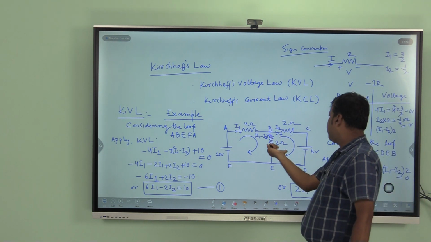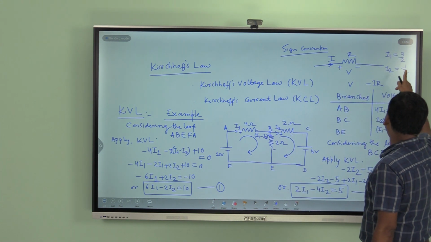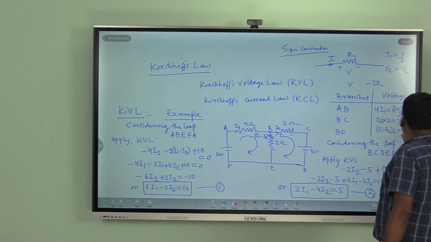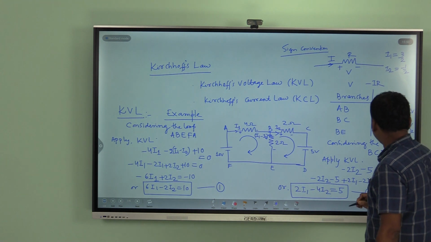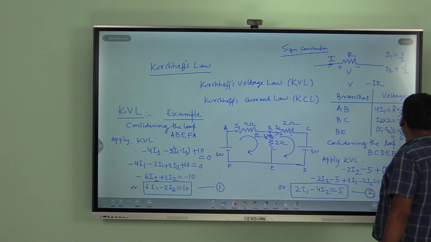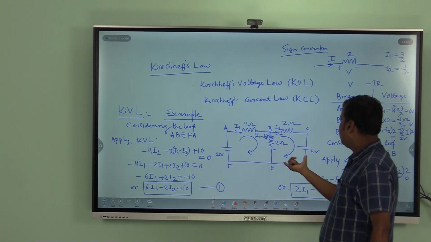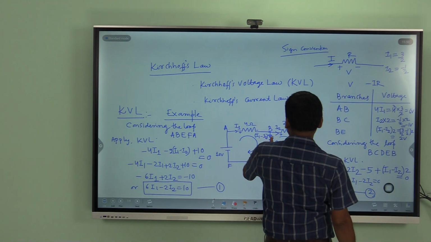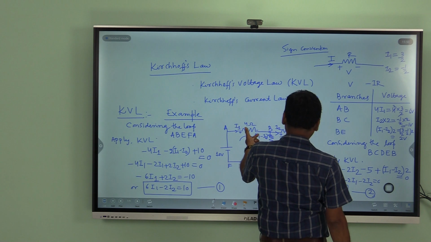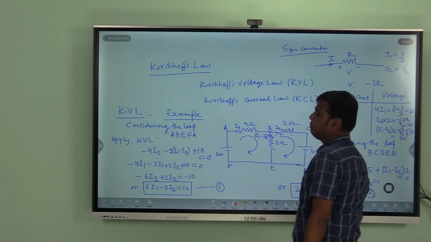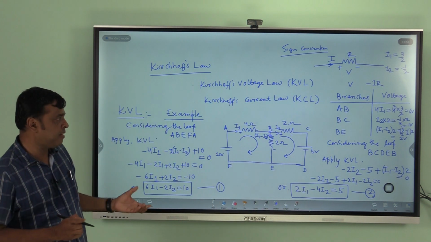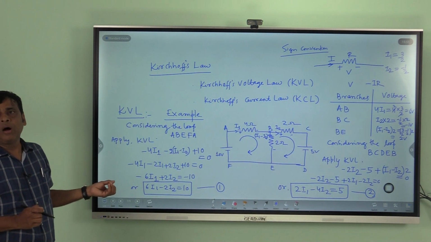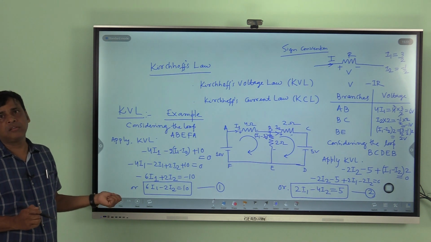Similarly, branch BE: I1 minus I2, I1 is 3 by 2 minus 1 by 2, and I1 minus I2 into 2 will be how much? 3 minus 1 is 2, 2 by 2 is 1, 1 into 2 is 2 volt. So, in BE the drop is 2 volt, in AB the drop is 6 volt, and in BC it is minus 1 volt. So, this is a simple example of how to apply KVL in a closed electrical circuit. Thank you.